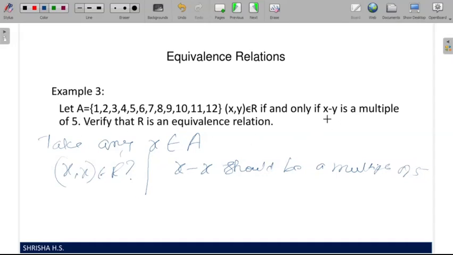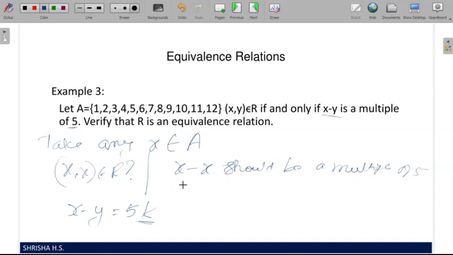If we take the relation x minus y equal to 5k, it should be a multiple of 5, where k is some factor. Multiple of 5 means 5 into 0 is 0, 5 multiplied by 1 is 5, 5 multiplied by 2 is 10. So this multiplication factor k is any integer: 0, 1, 2, 3, 4, and so on.